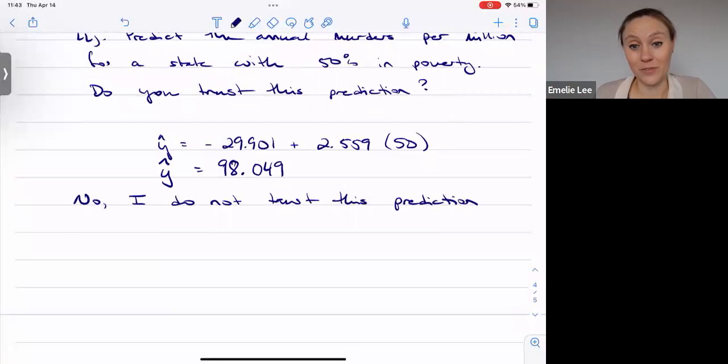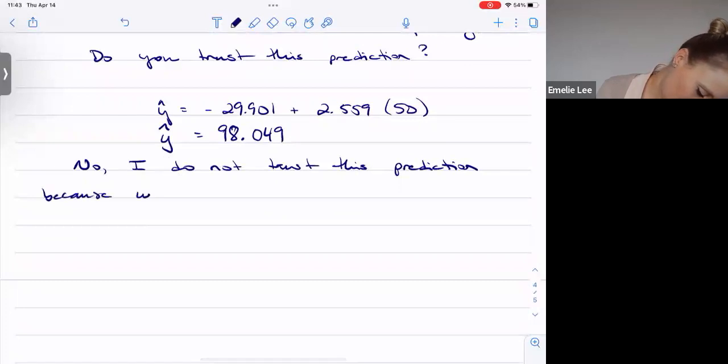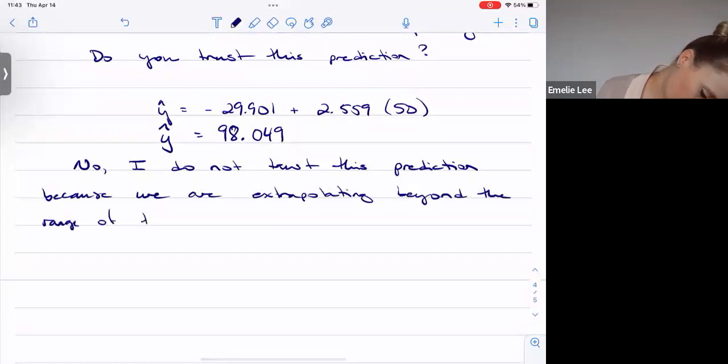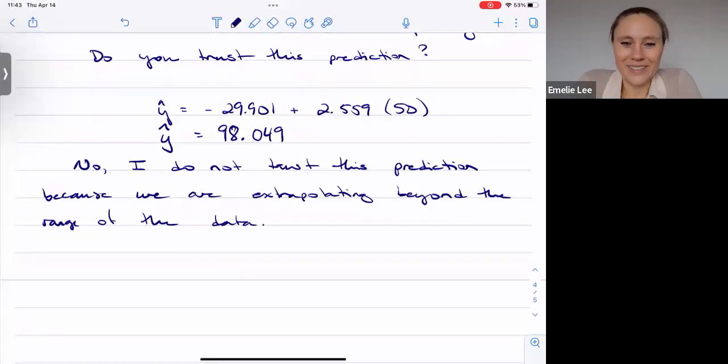That's not enough. You don't get any marks for saying yes or no. You have to tell me why. Why do you not trust this prediction? Because we're extrapolating beyond the range of the data. No, I do not trust this prediction because we are extrapolating beyond the range of the data. Good.